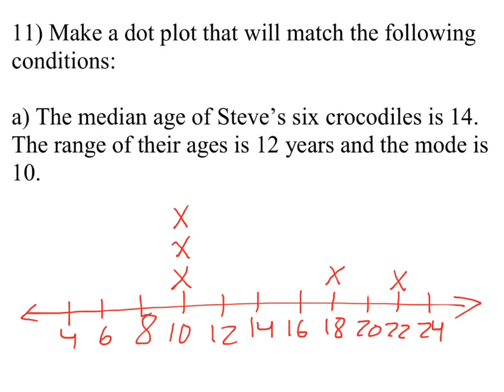And my median is going to be the same, because we have a data set of 10, 10, 10, and then 18, 18, 22. The median is going to be in the middle, which is going to be 14. The mode's 10. The range is 12, from 10 to 22. And that one's good. Oh, so there's one example.